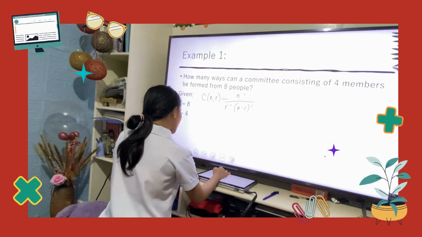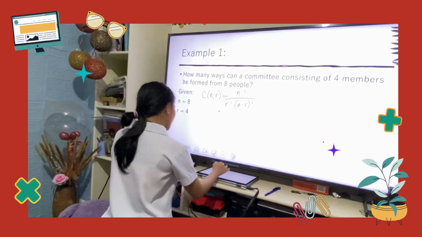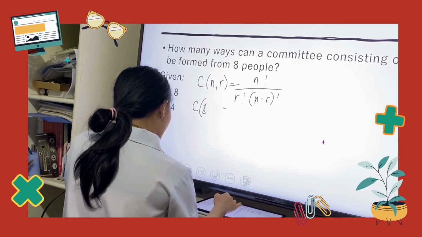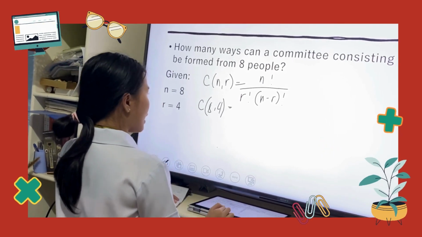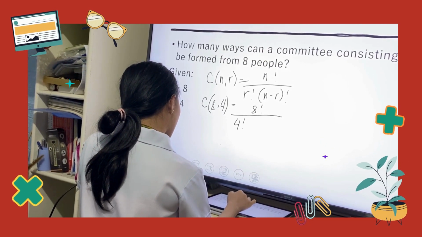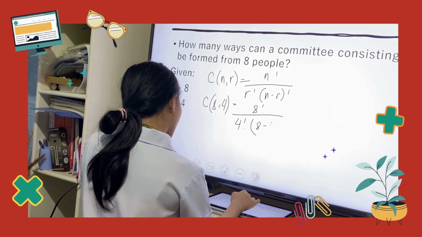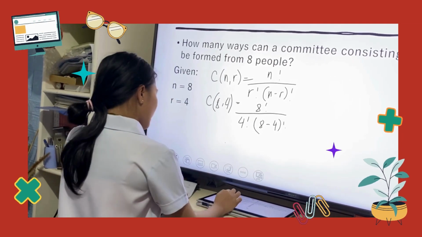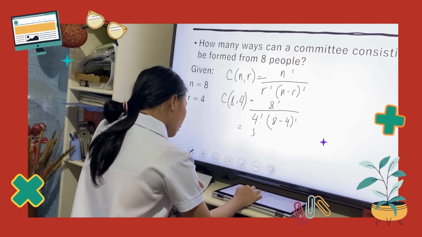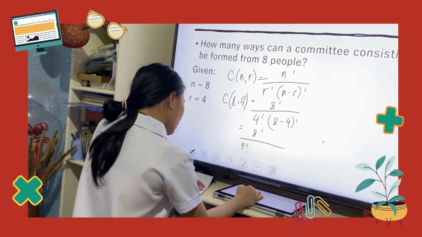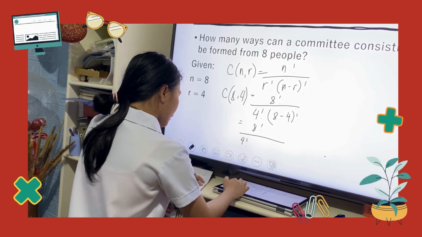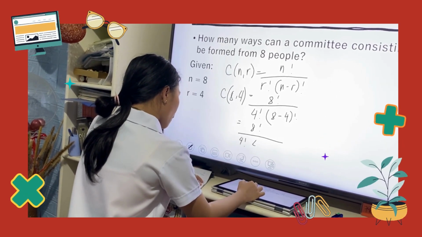The next step is to change the letters to the numbers. So for the combination, n is 8 and r is 4. So n factorial is turned to 8 factorial over 4 factorial, and then 8 minus 4 factorial. The next step is to subtract 8 minus 4, which is equal to 4. So we're going to put 4 here as well.